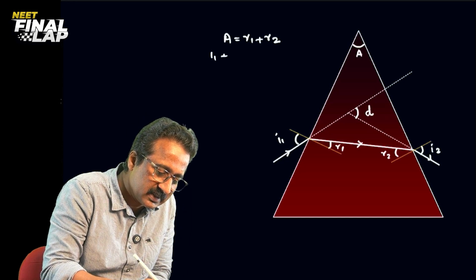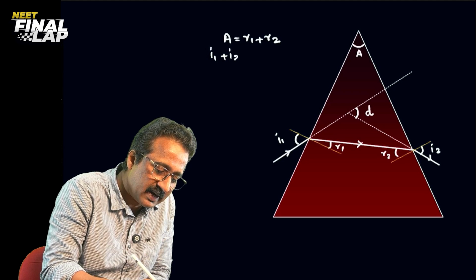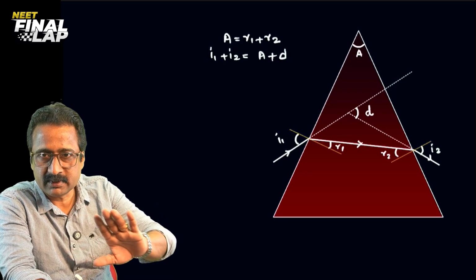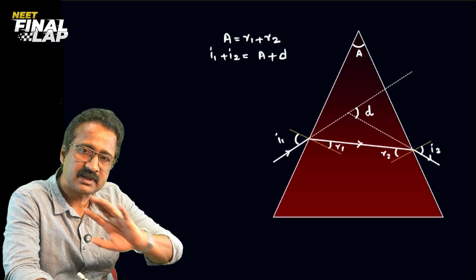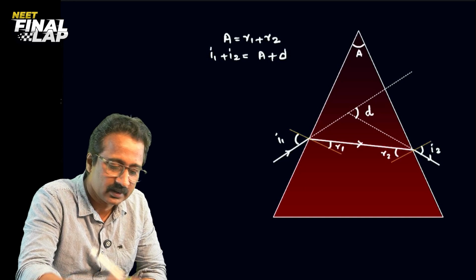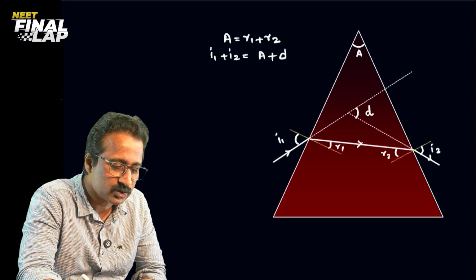So here is the second equation I'm giving you. I1 plus I2 will always be equal to A plus D. So these are two expressions you must always remember. Whether light passes symmetrically or asymmetrically, these equations are valid. Okay, so this is one set of equations you must remember.